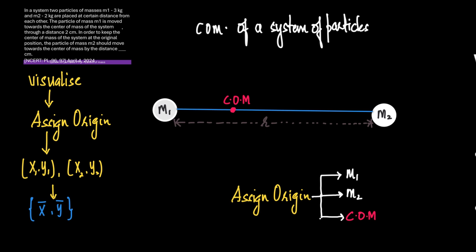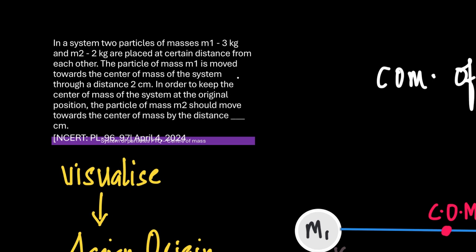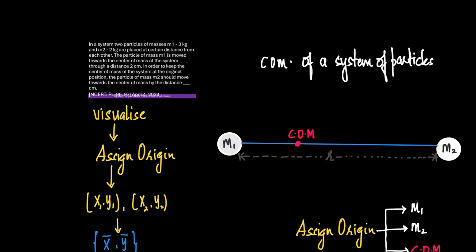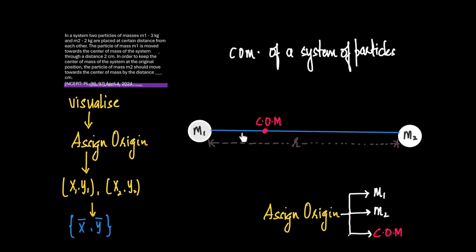Now the question here says that we have two masses, M1 3 kilogram and M2 2 kilogram, placed at a certain distance. M1 is moved towards the center of mass by a distance of 2 centimeter. The center of mass remains the same. In which case, how much should M2 move towards the center of mass so that the center of mass remains the same is the question.